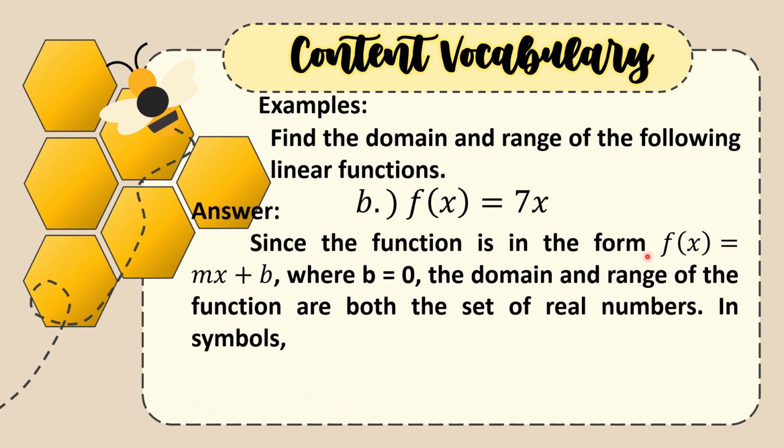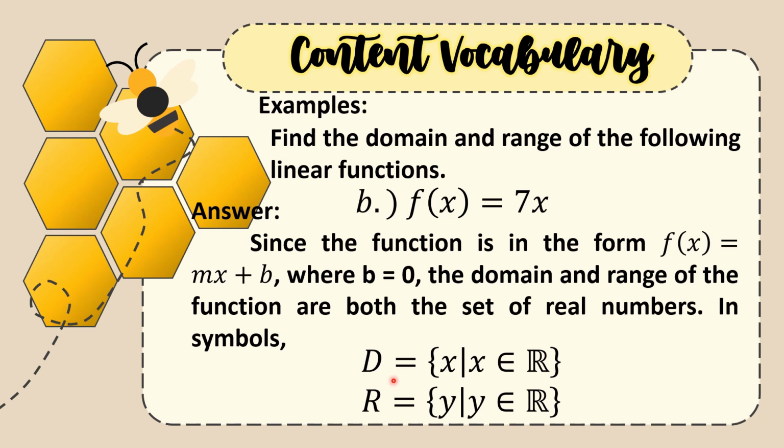So since the function is in the form f of x is equal to mx plus b, where b is 0, the domain and range of the function are both the set of real numbers. So even if b is 0 there, it is still a function because m and x is present. So in symbols, that is the same with letter A.